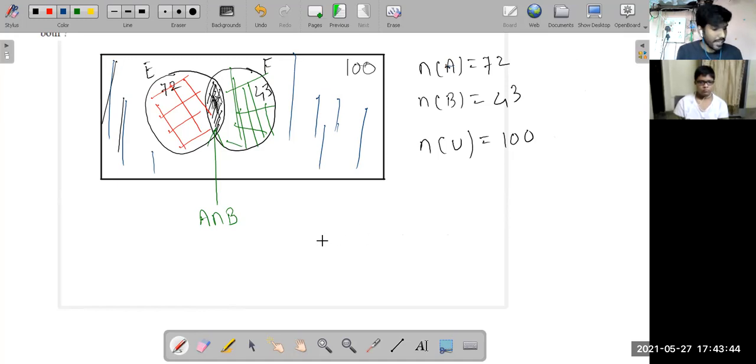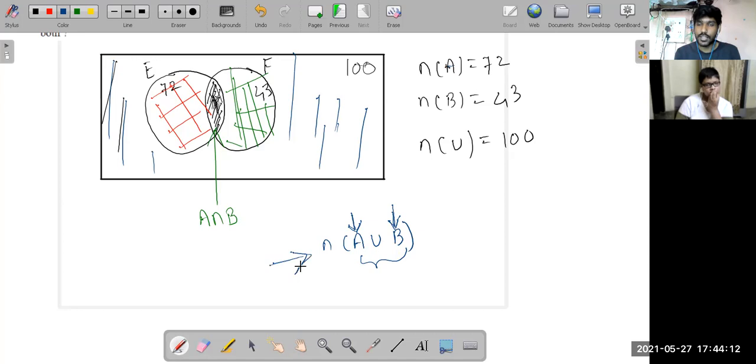Okay. So n of A union B. What does this mean? A union B means students who speak English or French or both. That is the meaning of union. That means in A, in B, or in both. So this is the total number of students who speak at least one language. So n of A union B will be 100. Do you understand why this is 100? Yes, sir. Okay.